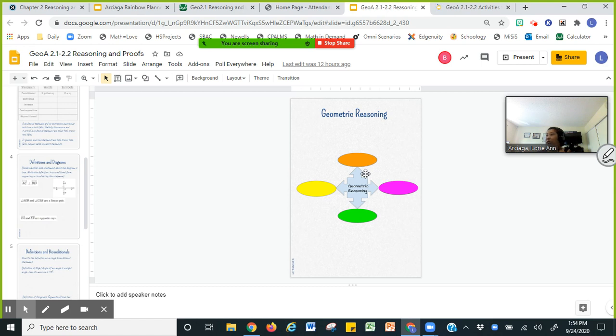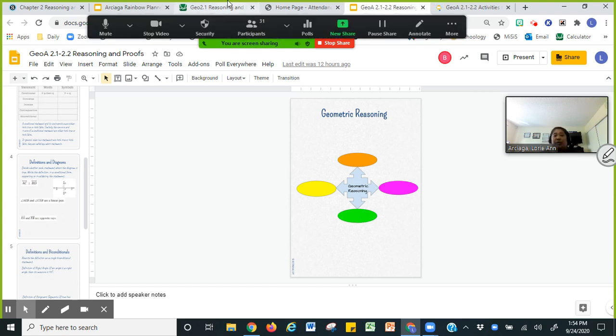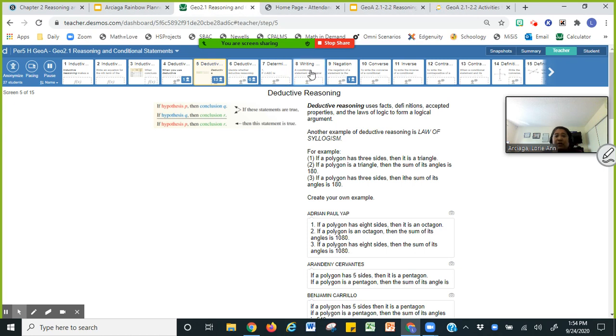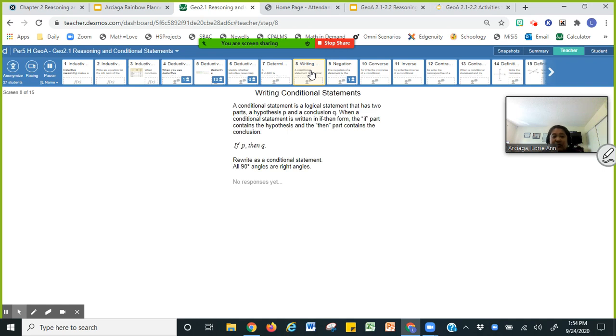here in your graphic organizer for geometric reasoning, we have already talked about the first two types, which are inductive and deductive reasoning. So what we're going to look at will be the next type of reasoning, which is about conditional statements. So we have already mentioned this in chapter 1 when we were writing definitions, but we will be defining them today formally. So if you could please jump to slide number 8. Okay. Slide number 8. Thank you.